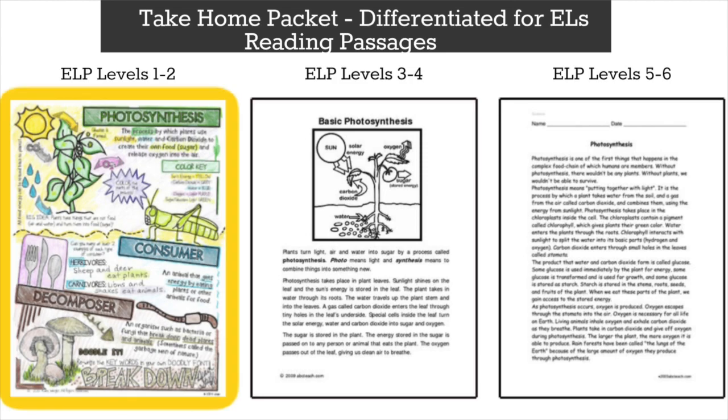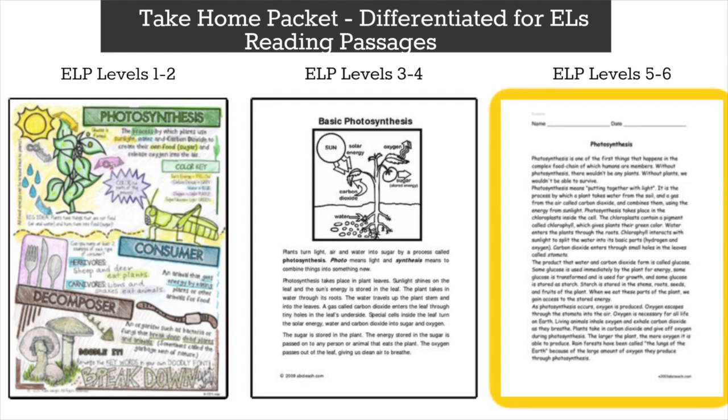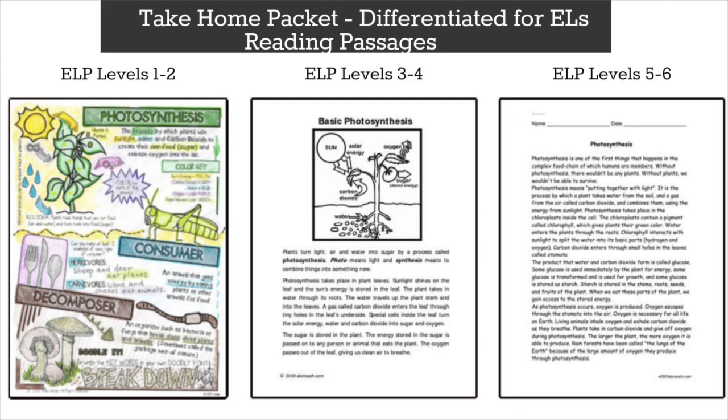You'll notice on the first paper that the text is given in short bursts, and there are images to support comprehension. On the next level, for ELP levels 3 and 4, the text gets to be more significant, about half a page, and then there's an image to support comprehension. And for levels 5 and 6, going ahead and giving them the assignment that you're giving the rest of the class is fine. Now, we'll talk about supports in a minute, and they may still need those, but this would be a great way to think about differentiating your reading passages.